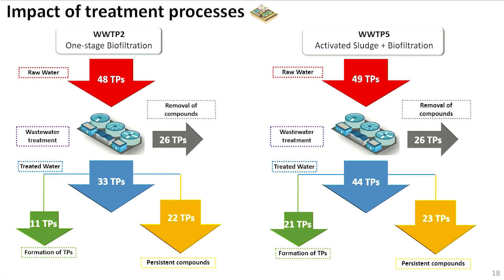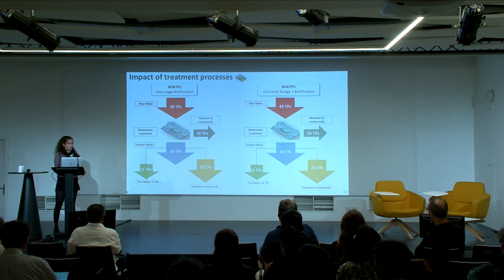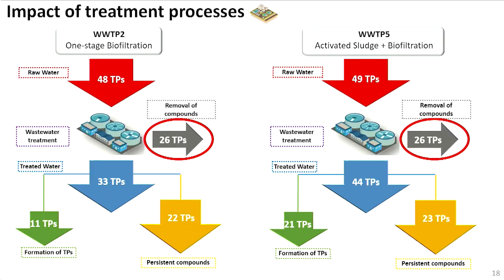To compare the impact of treatment processes on the behavior of contaminants and transformation products, chemical fingerprints were realized. And here are represented those of site 2 and site 5. As a reminder, site 2 applied one-stage biofiltration and site 5 activated sludge plus biofiltration. In terms of TP removal efficiency, the two treatment processes seemed to be very similar because 26 transformation products were detected only in the raw water, so they seem to be eliminated by those two treatment processes.